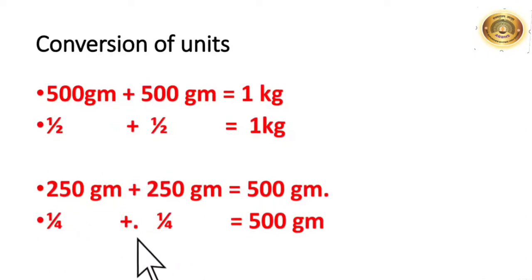Quarter kg plus quarter kg makes 500 grams. Now did you understand how half kg is 500 grams and quarter kg is 250 grams? Yes, it is very simple to understand.